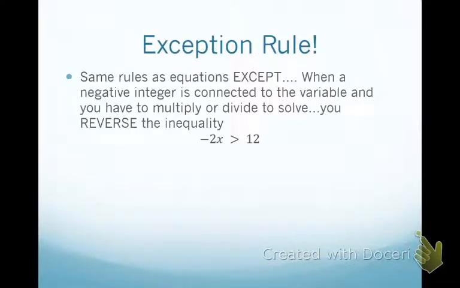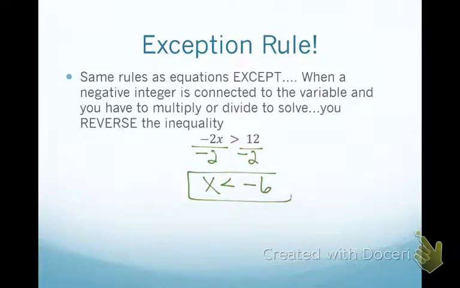All right, so now we do have an exception to the rule. The exception to the rule says when there's a negative connected to the variable by multiplication or division, so this has nothing to do with addition and subtraction and negatives, it's only multiplication and division. If it's connected to the variable and you have to multiply or divide by a negative to solve, then you will reverse your inequality. Okay? And x is less than negative 6. So that's what my rule says.